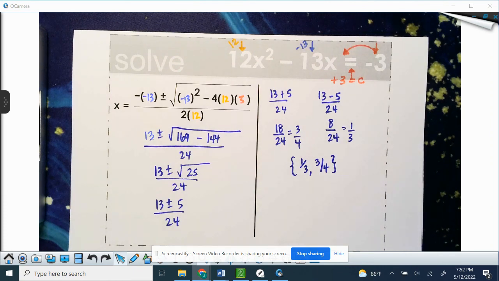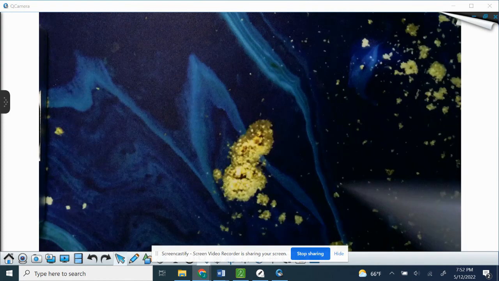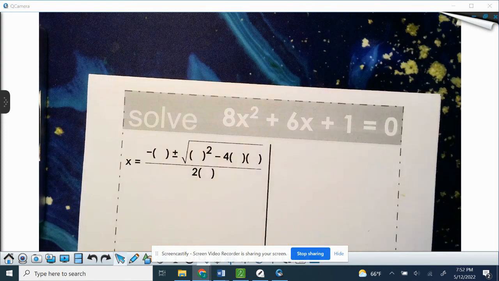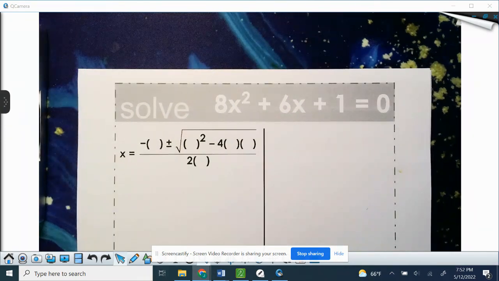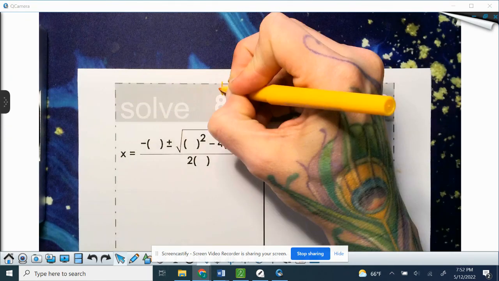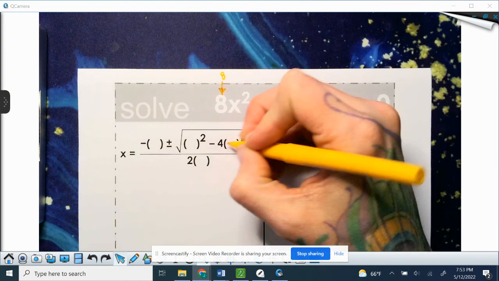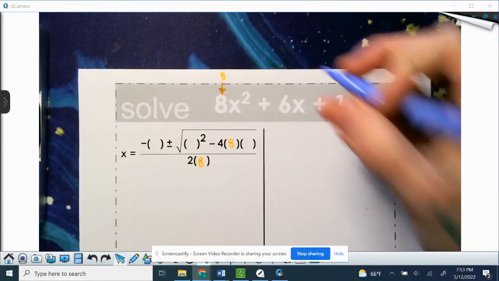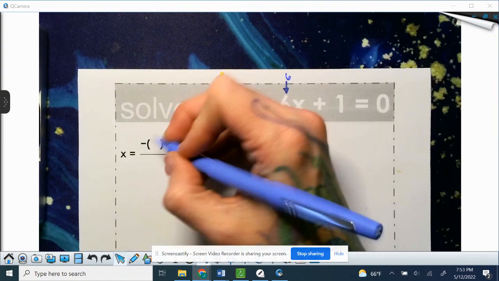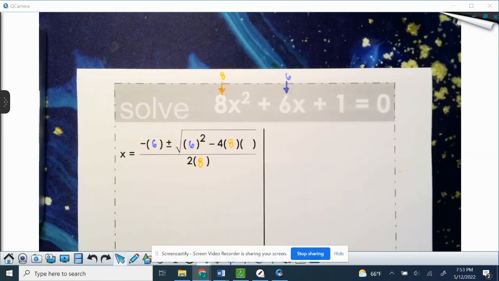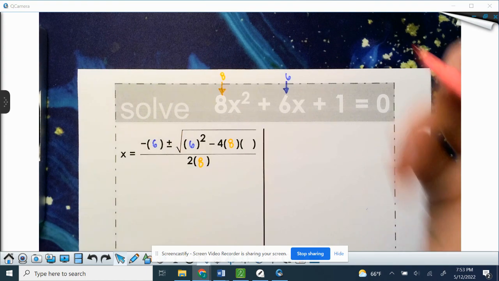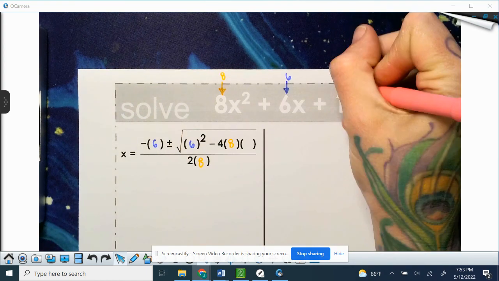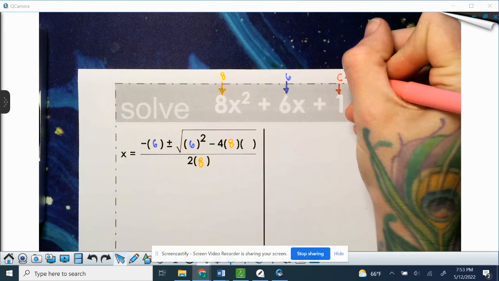All right. Some more. This one is equal to 0, so we're good to go there. So we don't need to move anything. Our constant's perfectly fine where it is. So we're going to look for our A value. So A is 8. It's for A, C, and 2A. Our B value is a positive 6. So we're going to put 6 and 6. Negative B plus or minus the square root B squared. And then our C value is 1. So that goes right there.